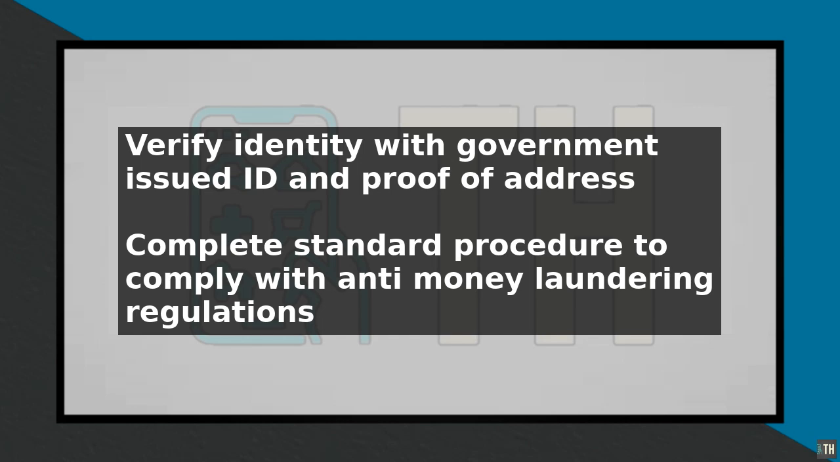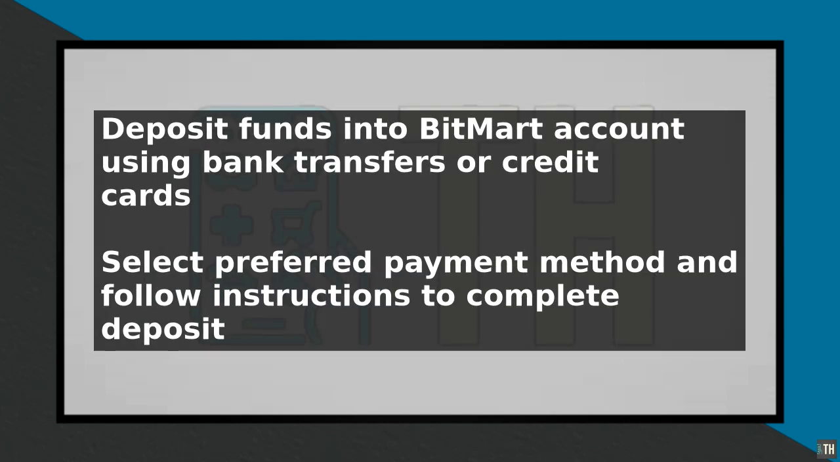Once you have deposited funds into your account, you can start trading. Bitmart offers a wide range of trading pairs, including Bitcoin, Ethereum, and other popular cryptocurrencies. To place a trade, log into your account and click on the Trading button. Select the trading pair you want to trade and enter the amount you want to buy or sell. You can also set a limit order or a market order, depending on your trading strategy.